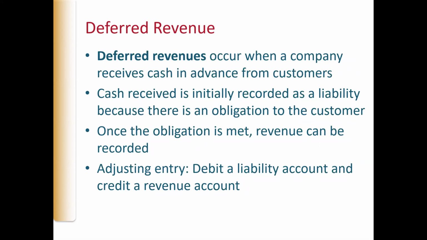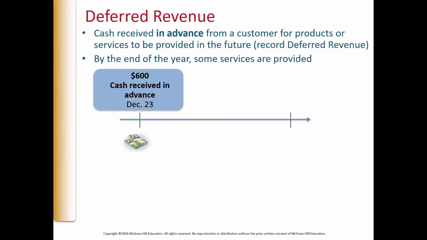So whenever we're dealing with deferred revenues, know our adjusting entry will always be to debit the liability account and credit the revenue account. Always, guys. This is another one of those cheat sheet moments. For deferred revenues, the adjusting entry is to debit the liability to get rid of it or reduce it and to credit the revenue account.